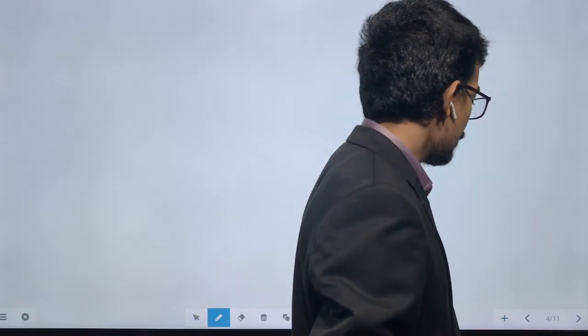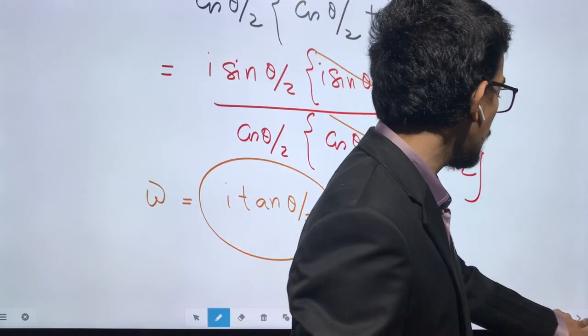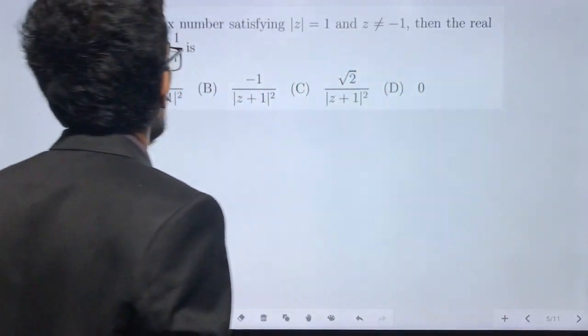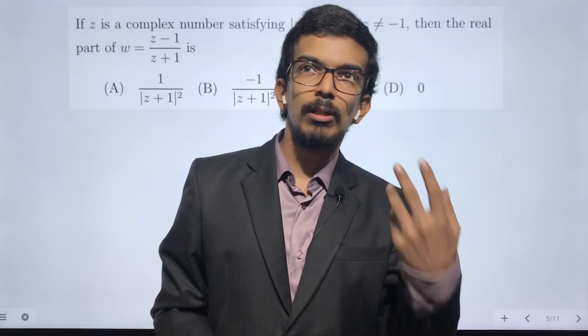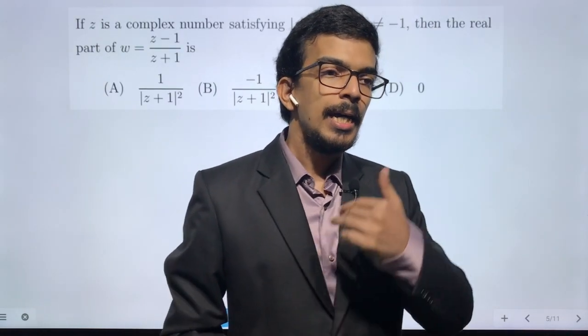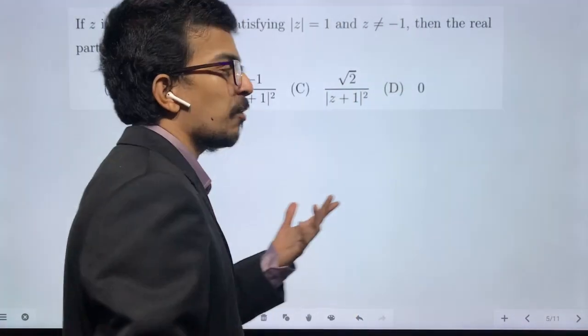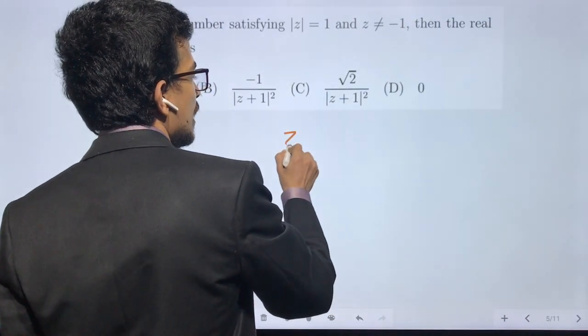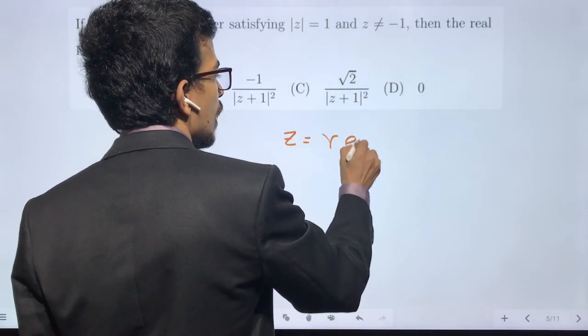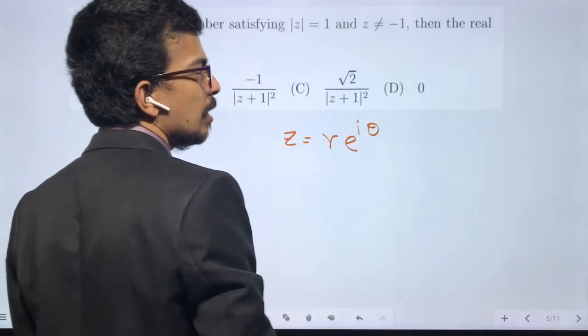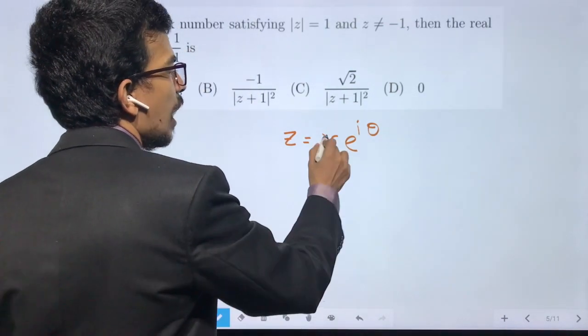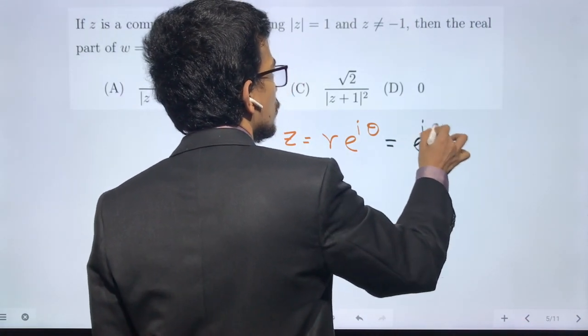Now, in the next method, we have already used rectangular coordinates, and we have used polar coordinates. In the next method, I'm going to use Euler's form. So for z, I'm going to put Euler's form as r e raised to i theta. Now let's see how this manipulation can be done. So here r is 1, so it is nothing but e raised to i theta.